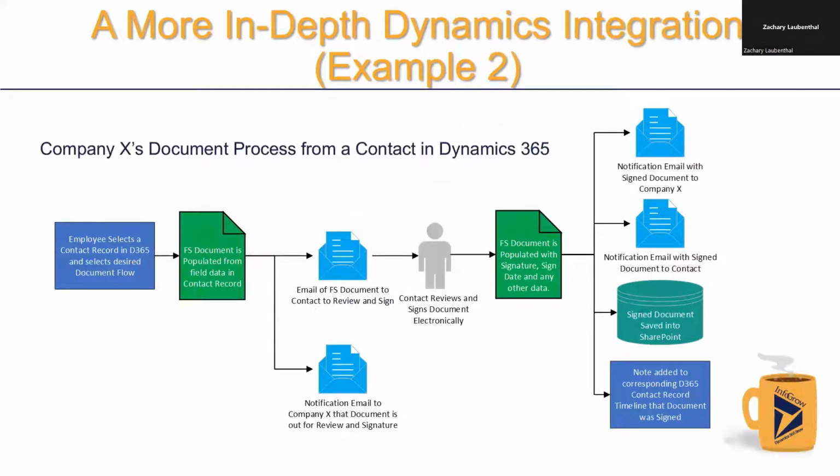Now that Company X has simplified their lead capturing process by integrating Formstack with Dynamics, they decide to simplify their document process for contacts. They want the ability to select a contact record from inside of Dynamics, select a flow button, and once clicked, automatically send the corresponding document to the contact for review and signing. Once the document is signed and submitted, they want to receive an email that the document was signed, send a copy to the contact, send a copy to SharePoint, and create a note in the timeline of that contact's record, noting that the document was signed. Now let's take a closer look.